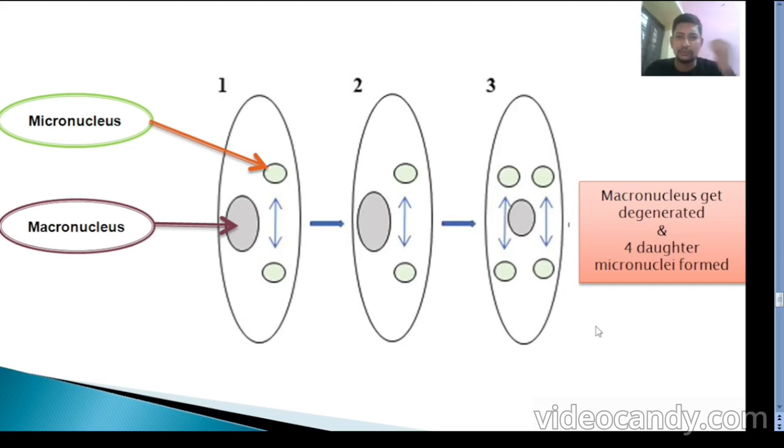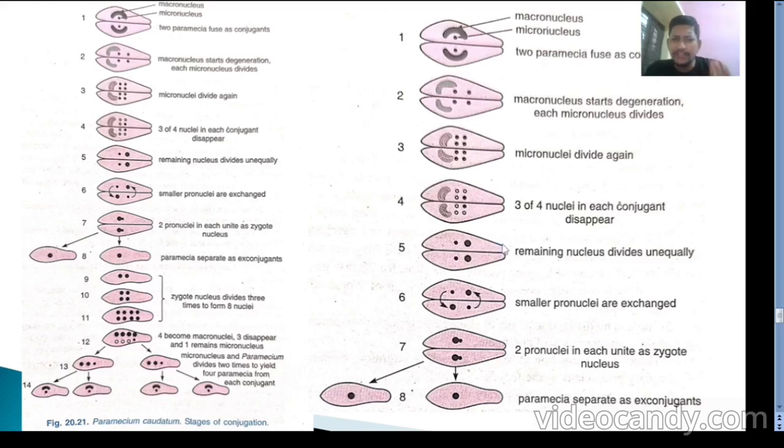If you didn't understand, now look at this diagram. Here I have shown this bigger one, that is the macronucleus, and the small green structures are the micronuclei. So what happens? First the micronucleus divides and produces four daughter micronuclei, as you can see in this last structure. Here you can see that the size of the macronucleus gradually decreases and it will disappear. If you didn't understand, look at this picture, you can get a better idea.